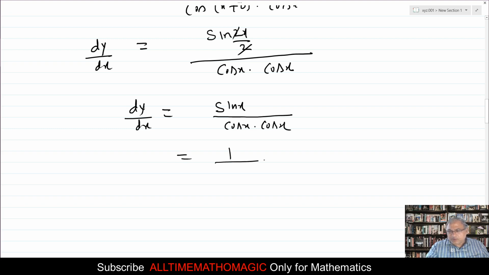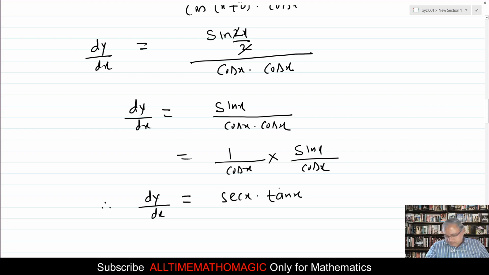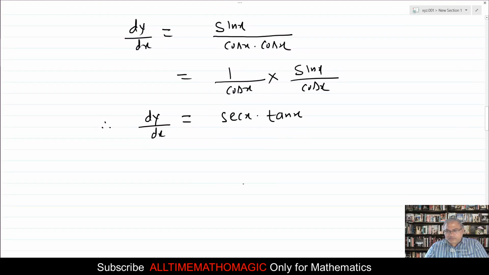This can be written as 1 upon cos x into sin x upon cos x. Therefore dy by dx equals sec x into tan x. Therefore the derivative, that is the differentiation of sec x with respect to x, equals sec x into tan x.